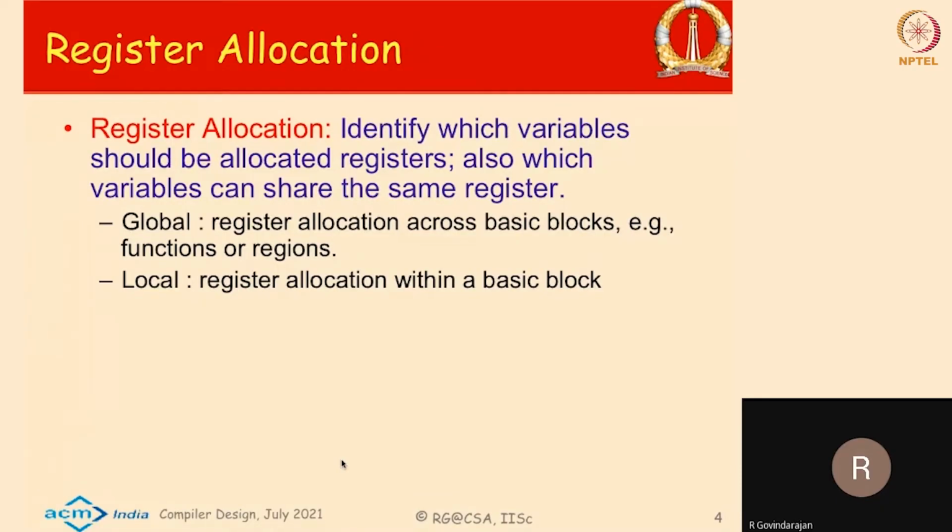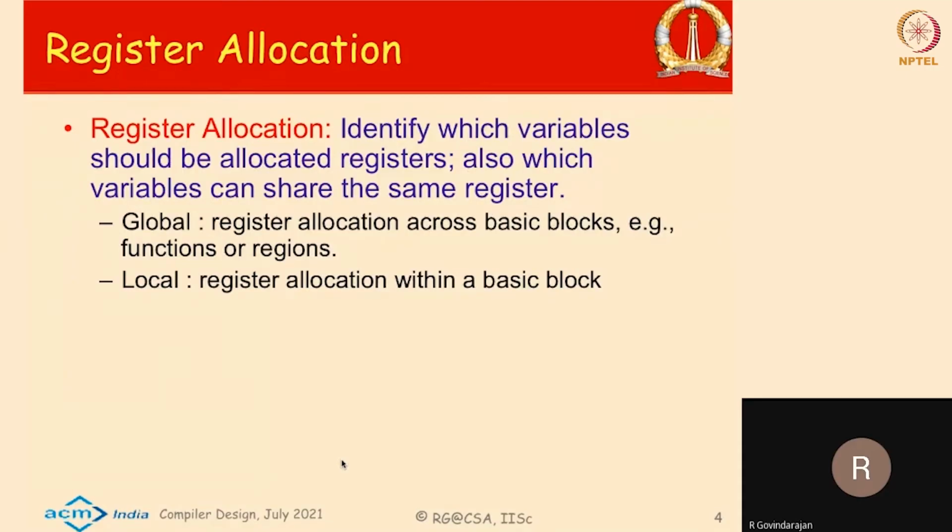One problem is what is called the register allocation, which is identifying which variables in your program and which temporaries in your program should be allocated registers. And also, when you say which variables have to be allocated registers, you also want to find out which variables can share the same register, right? And you can do this either in a global sense, meaning across basic blocks, or in a local sense, which is meaning within a basic block, right?